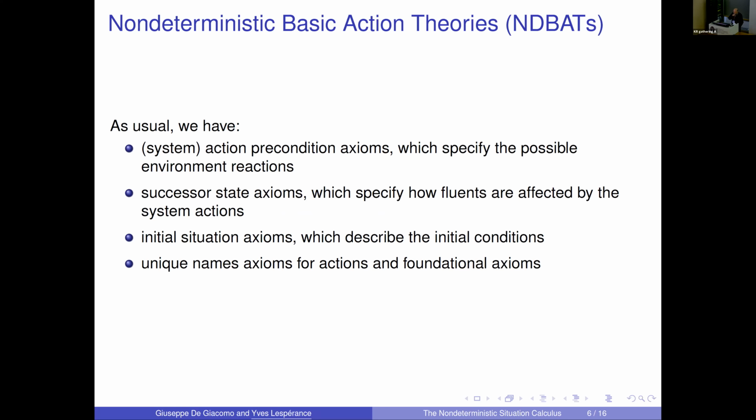As usual, you have action precondition axioms for the system action, and these essentially specify what environment reactions are possible. So this might depend on the context. The successor state axioms specify how fluents are affected by the system action, so this includes the reaction. And you have initial state axioms and unique names axioms for actions as usual.